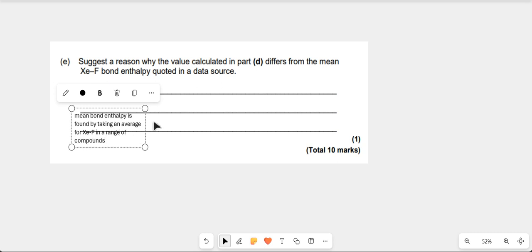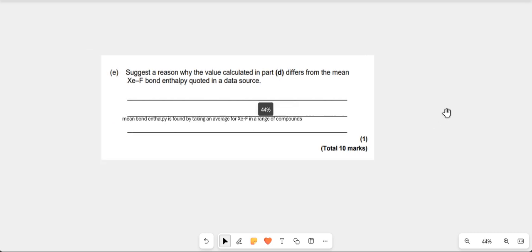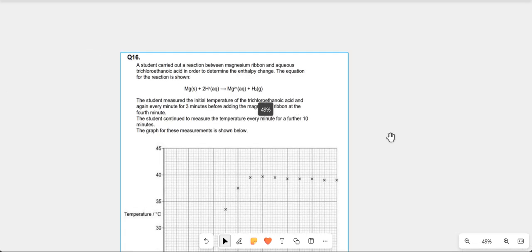So again, mean bond enthalpy would be made from taking the Xe-F bond, seeing how much energy it takes to break that in a range of different compounds, then taking the average, whereas we're just taking one compound, so it's going to be different.